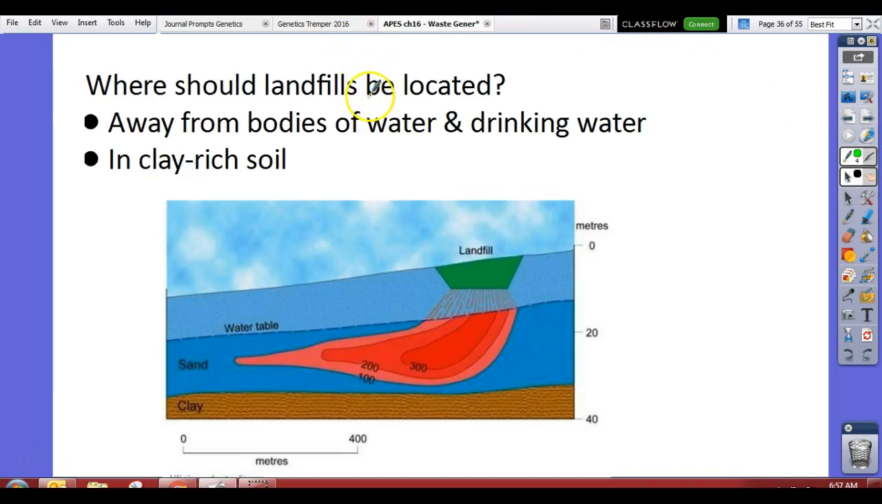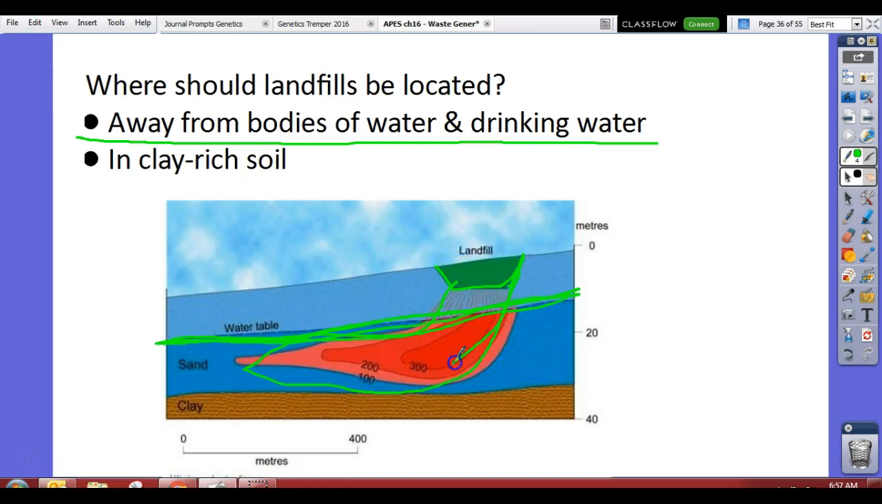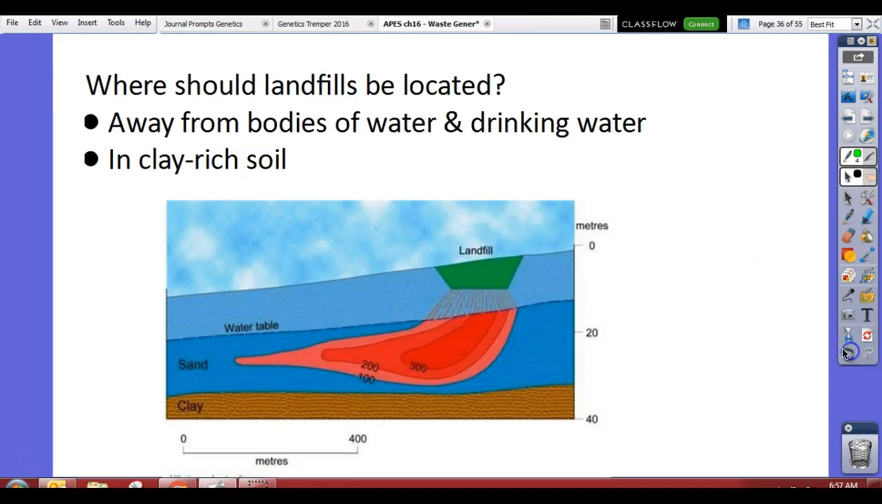So where should we put landfills then? We should make sure that they're located away from water because we don't want any accidental contamination to happen. So like in this picture here, we have a landfill. We have the water table, meaning this is the water level where a whole bunch of water is being stored. And this landfill is contributing to leaching all the way down into the soil, and it's going to contaminate that drinking water. All those toxic chemicals from those batteries are going to go into that drinking water.